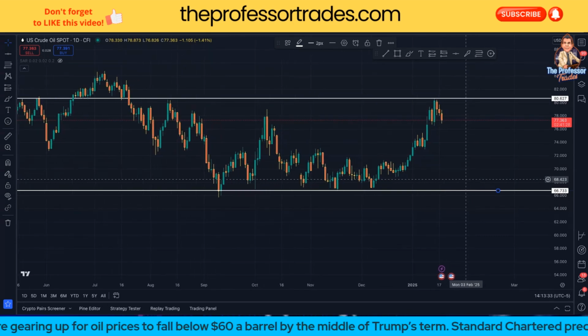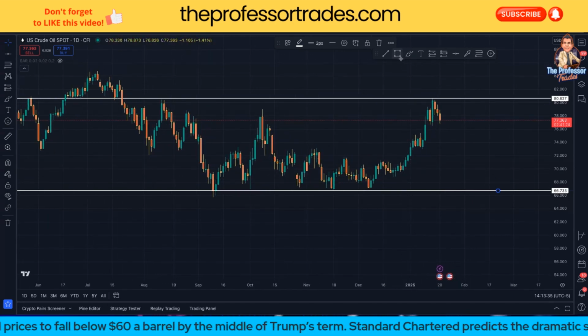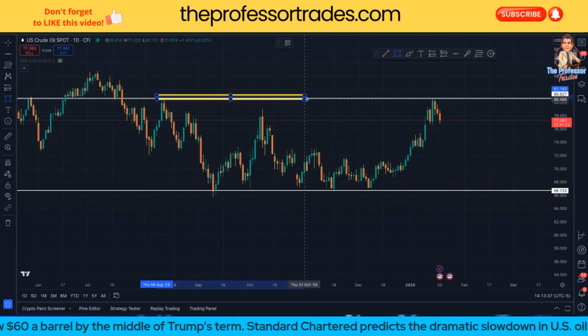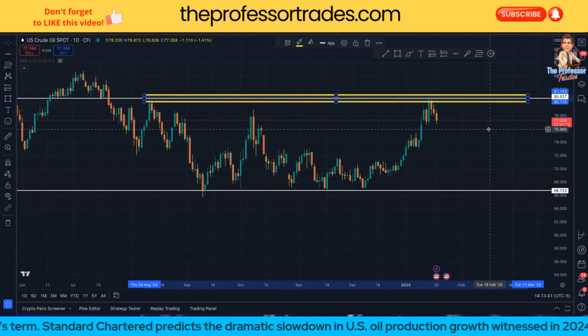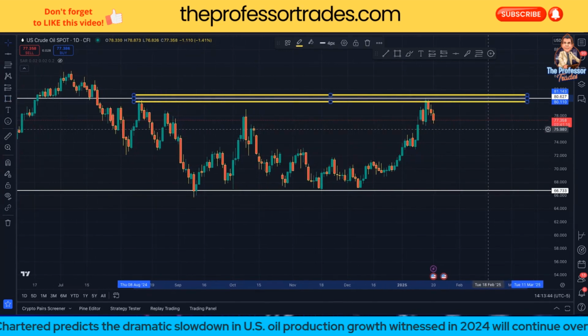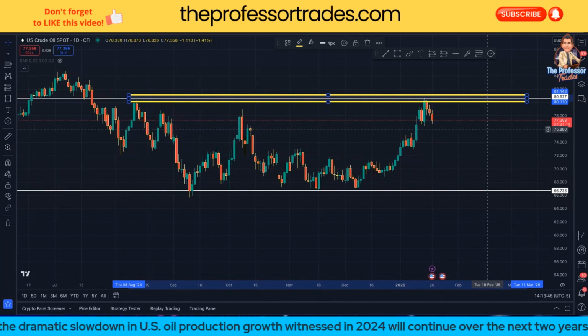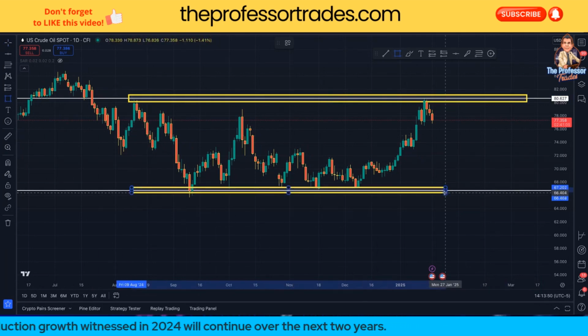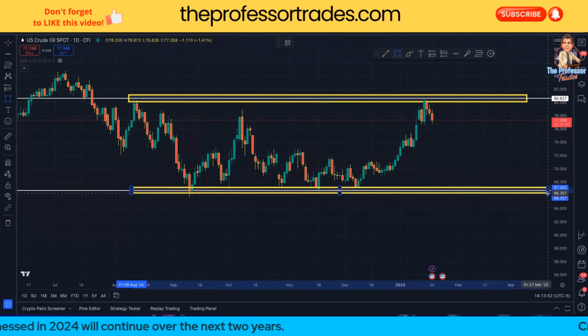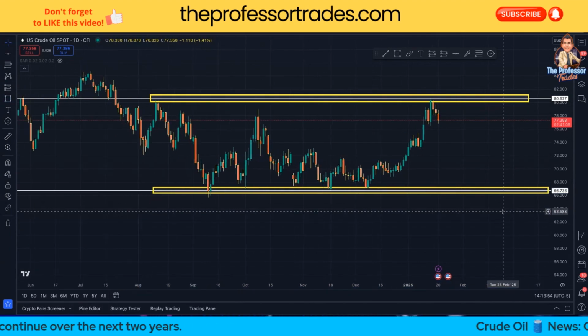So we began to see that rejection up here since 80. Congratulations to our team members who've been selling crude oil since this spot up here, what we called that trade setup. And on the flip side, just to kind of recap, we had been buying crude oil since the upper 60s, and eventually we are here.